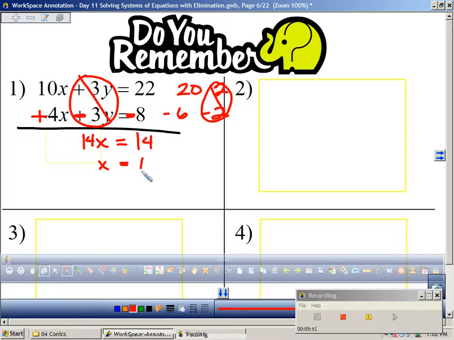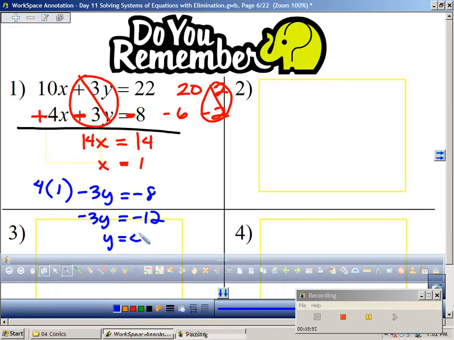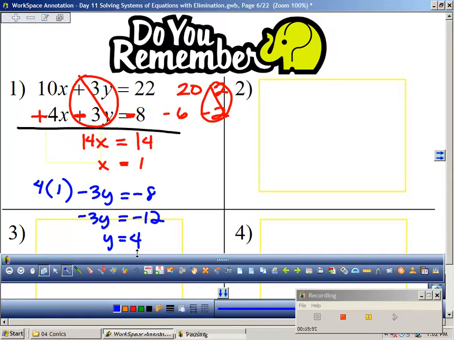Okay, we're going to substitute it back in. Which one would you like to do it with? The top one or the bottom one? The bottom has smaller numbers. It has a positive, a negative, and a negative right now. 4 times 1 minus 3y equals -8. This becomes 4, and we subtract 4 from both sides. I get negative 3y equals negative 12. So y equals 4. What did I just find?